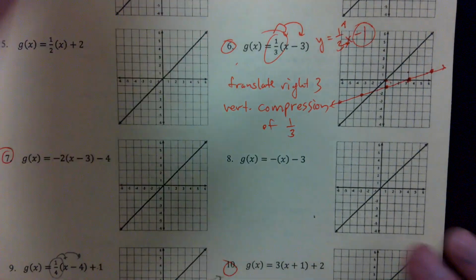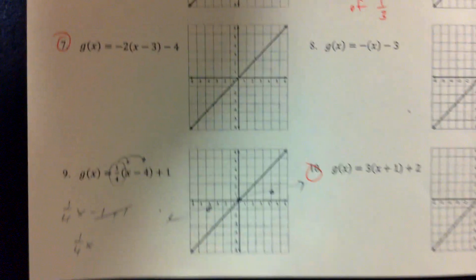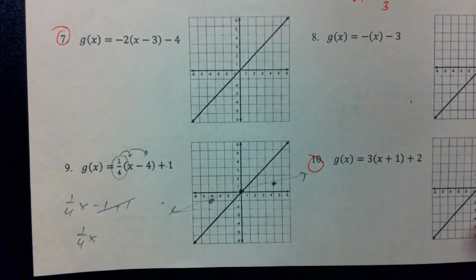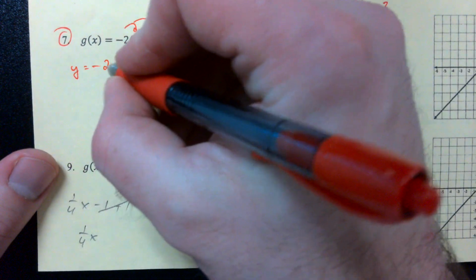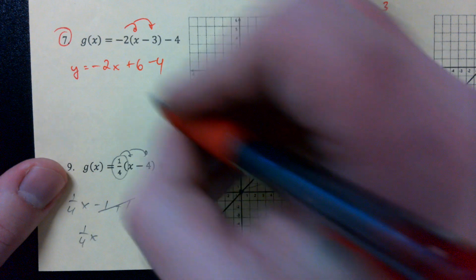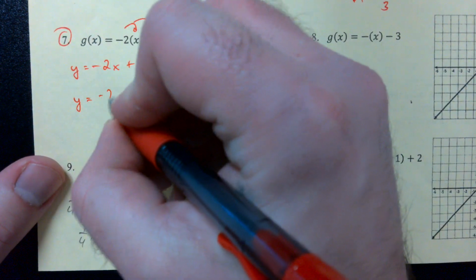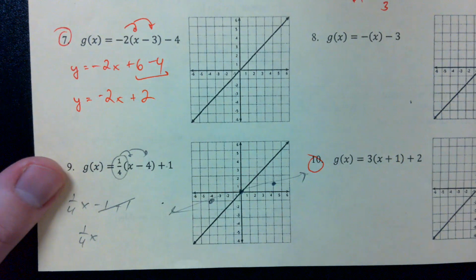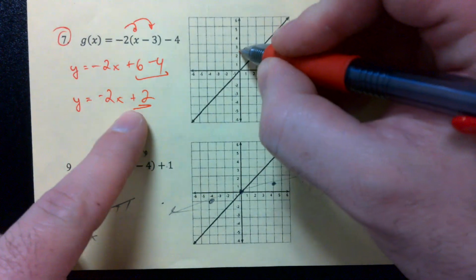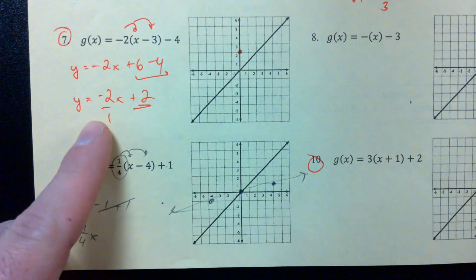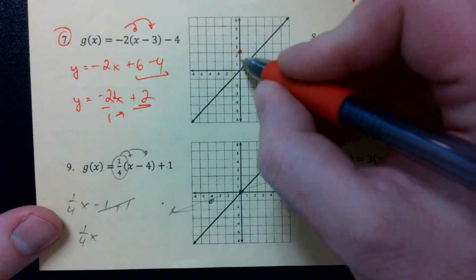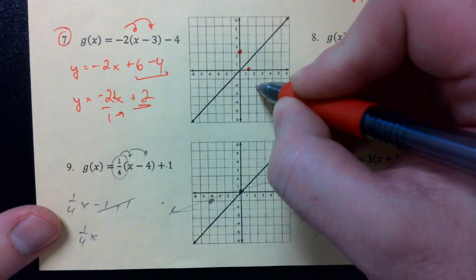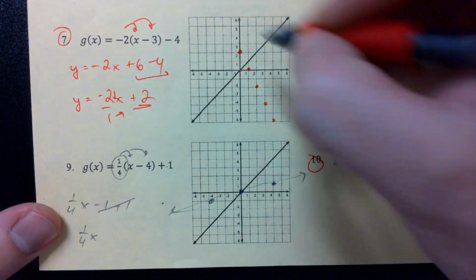Okay? Now, if I'm looking at something like number 7, it's really ugly and confusing. I'm going to put this in slope-intercept form, make my life easier. I distribute the -2. I get y equals -2x plus 6 minus 4. What's 6 minus 4? 2. So I make my beginning point at 2 on the y-axis. If I have a negative slope, what direction am I going to rise? I'm going to rise down 2 and right 1. Down 2, right 1, down 2, right 1, all the way down.